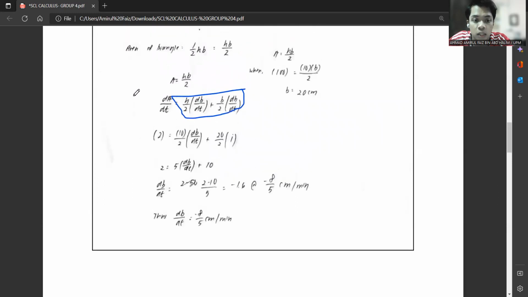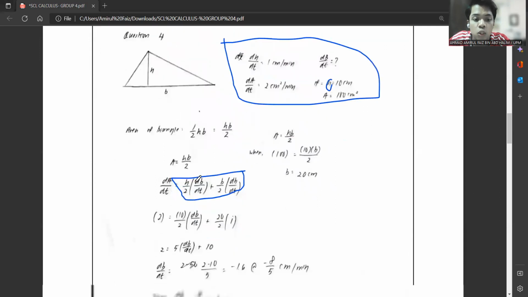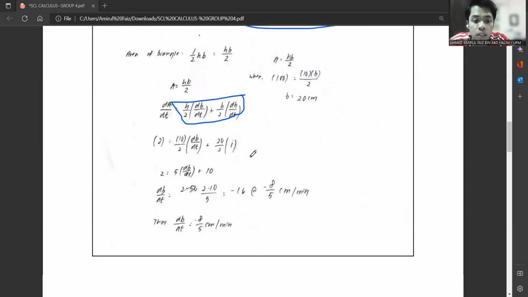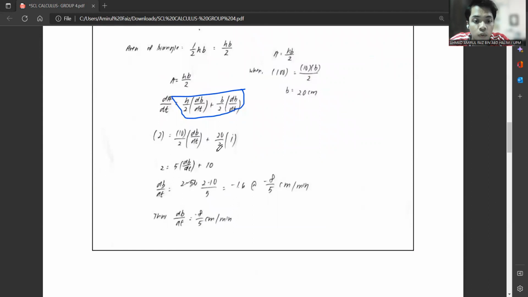Okay, next, as I got this information, I place the numbers given into the equation: dA/dt is 2, and then h over 2 times dB/dt, which we don't know and need to find out, and then 20 over 2 for b over 2, and 1 for dH/dt. The answer we got for this is dB/dt is negative 8 over 5.